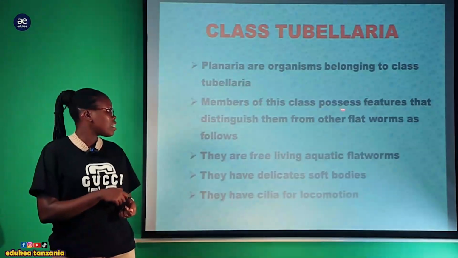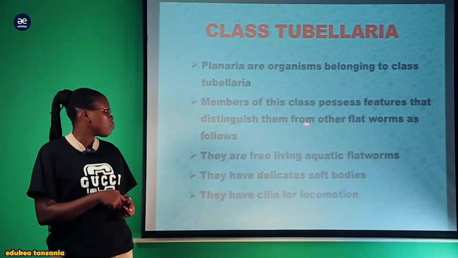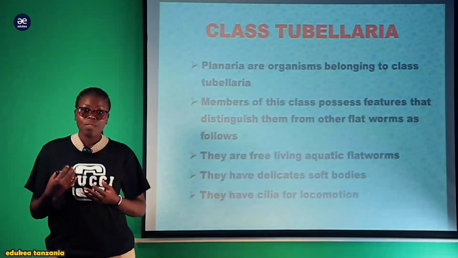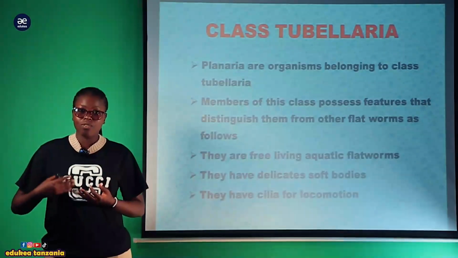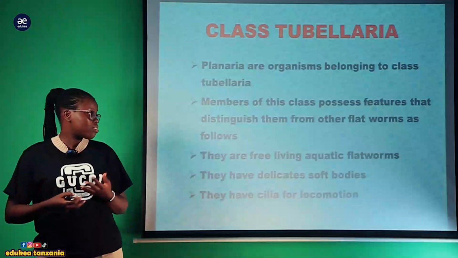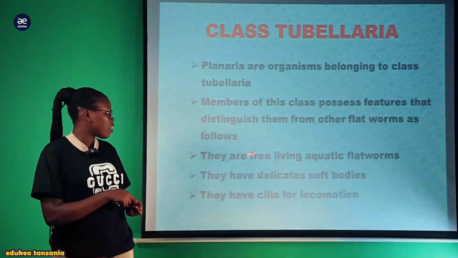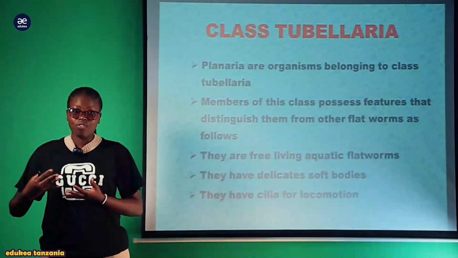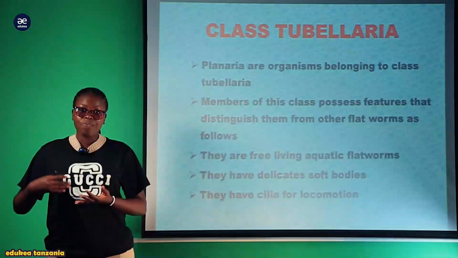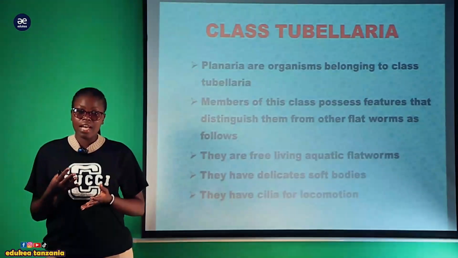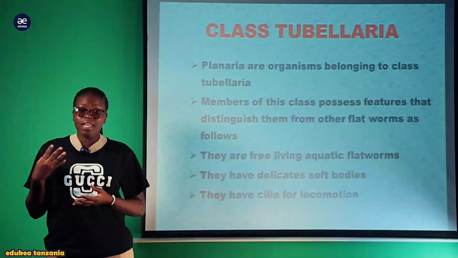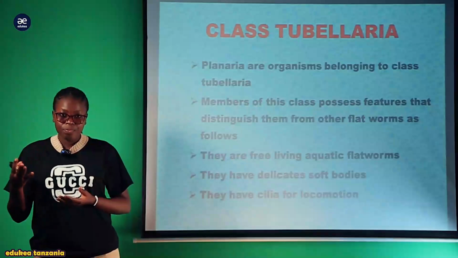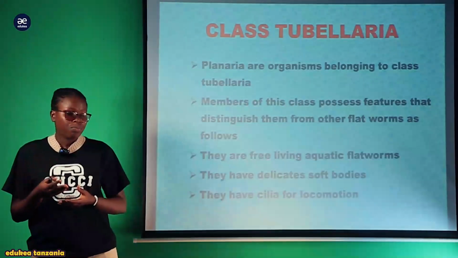Members of this class possess features that distinguish them from other flatworms. First, these organisms are free-living aquatic flatworms, meaning that they do not depend on other organisms. They live freely in the aquatic environment, they are capable of finding their own food, and they do not depend on a host to complete their life cycle.